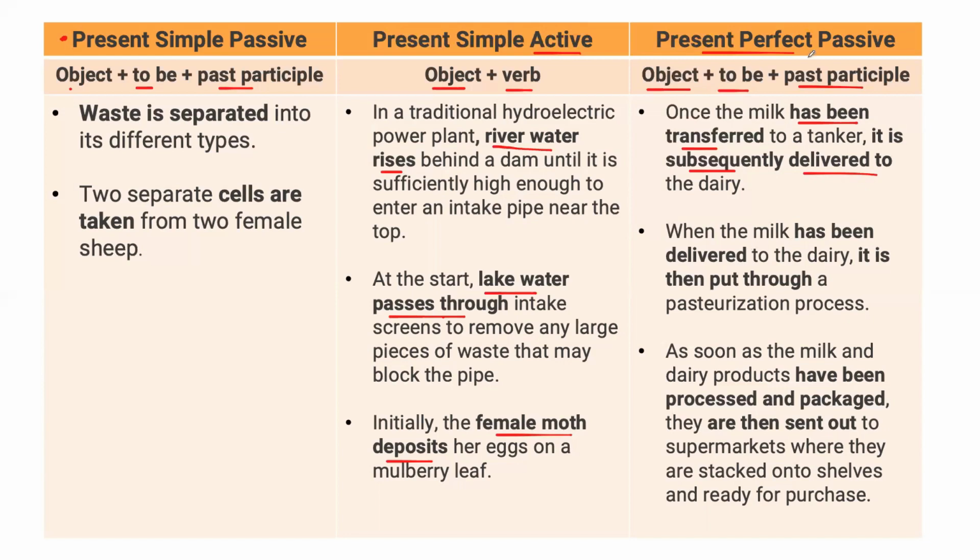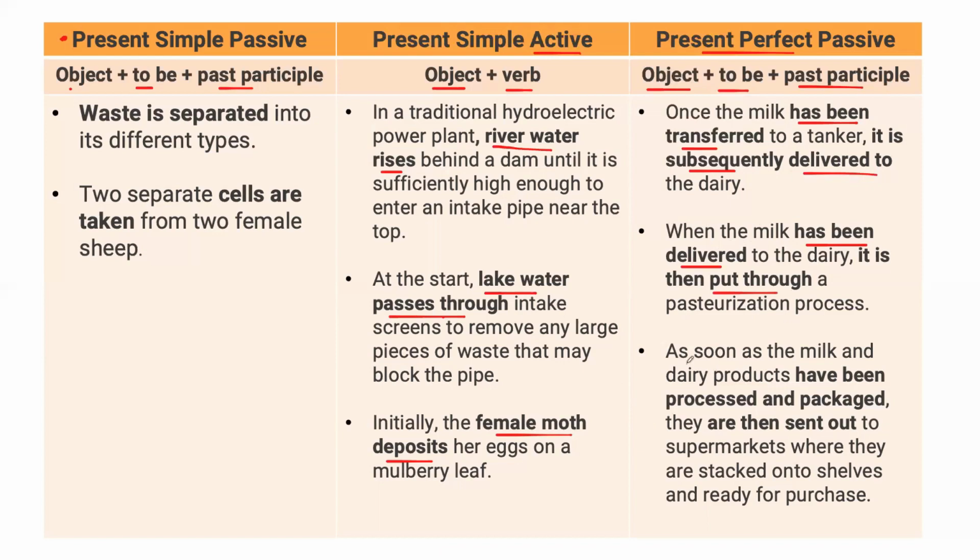The second example says, when the milk has been delivered to the dairy, it is then put through a pasteurization process. Now, in this case, we have a present perfect right in the beginning, so when the milk has been delivered. Since we are specific, it's a specific moment in time, it is then put through a pasteurization process. So you see we have a mix here with present perfect and past simple.